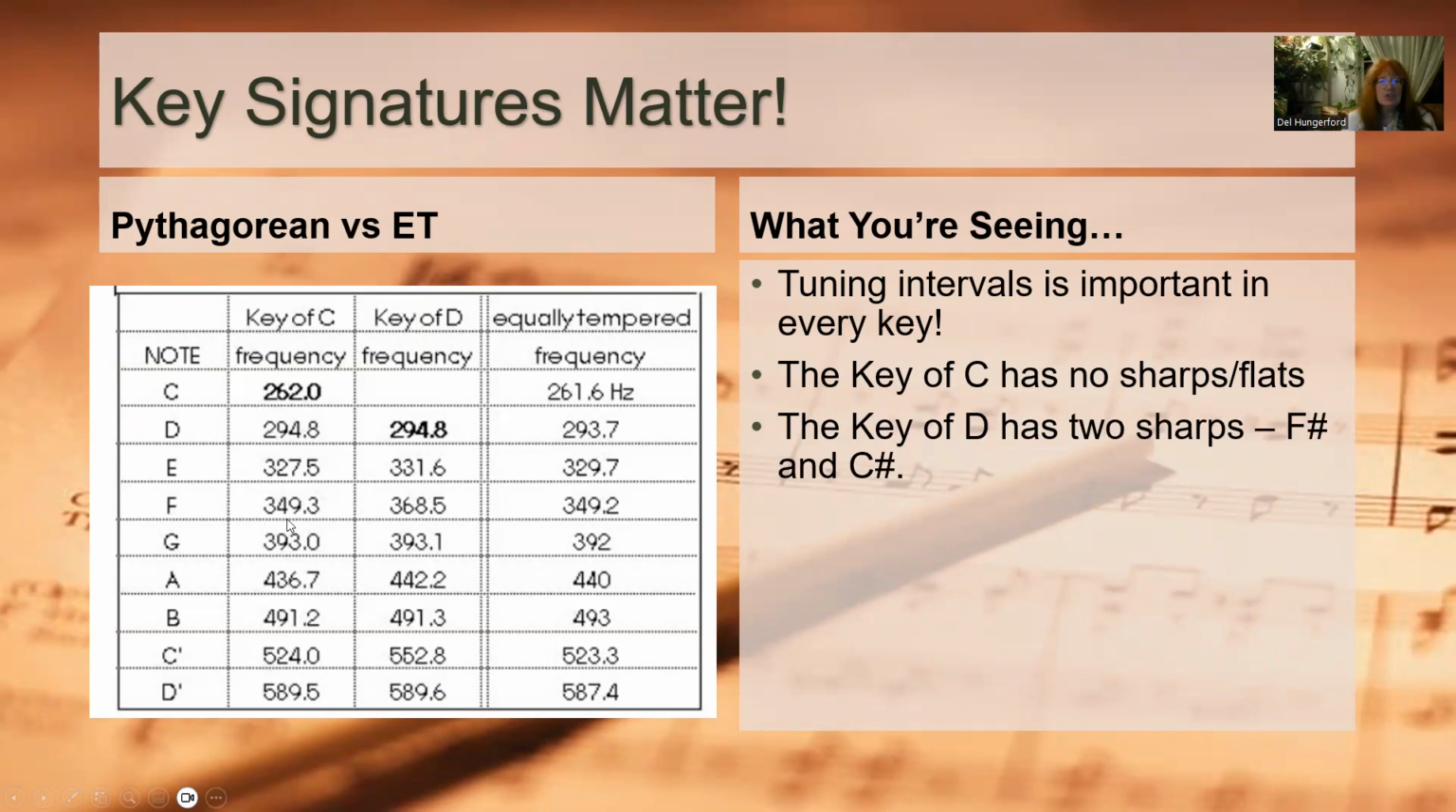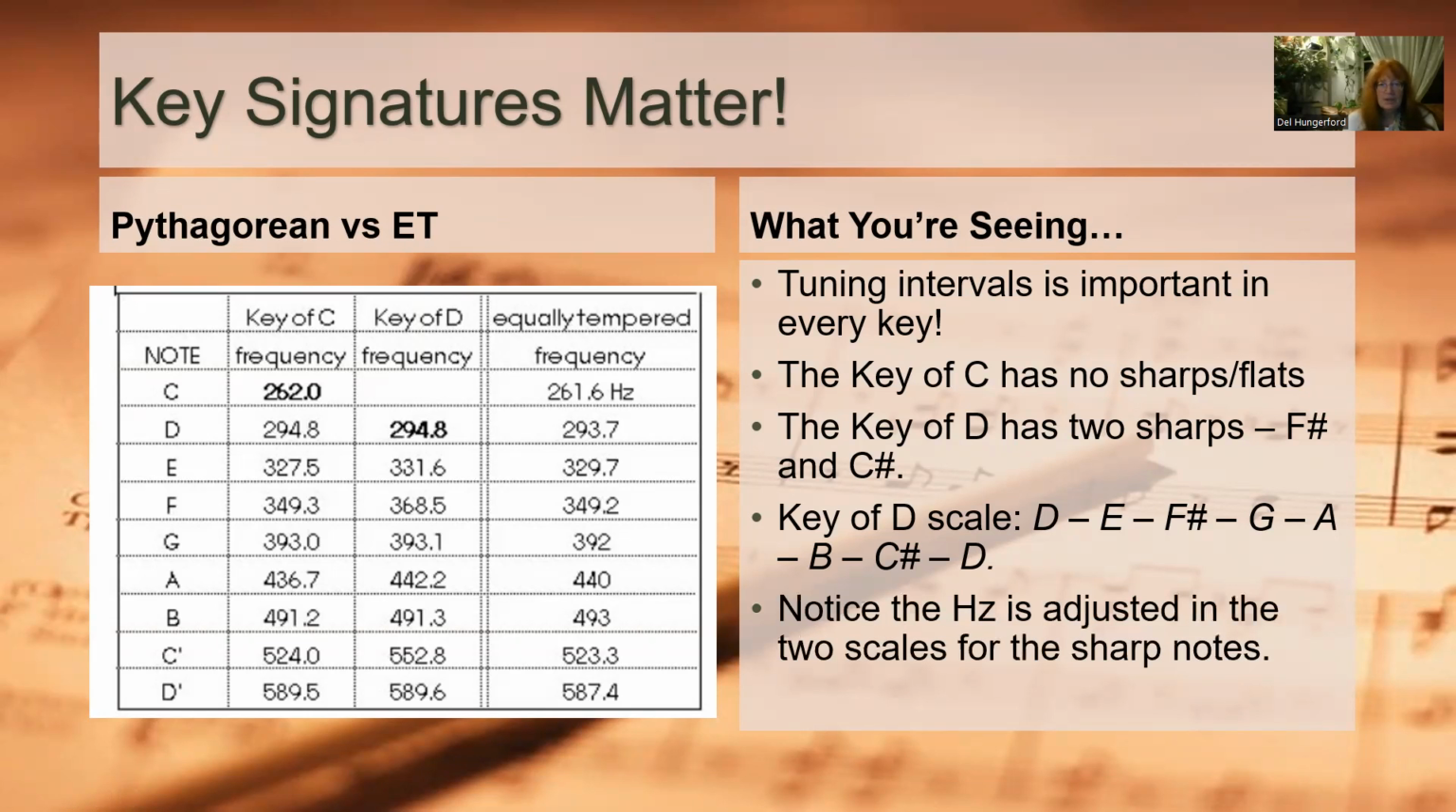So the key of D has two sharps, F sharp, and you're going to notice that this is different. They're calling it F, but this is really F sharp, and you can tell because there's such a big difference between these two frequencies. And the same thing with the C sharp. You're going to notice 524 to 552. The reason it's different is because this is C sharp and this is F sharp. Okay, so I just thought I'd point that out before we get too much further. So there are the notes in the D major scale.